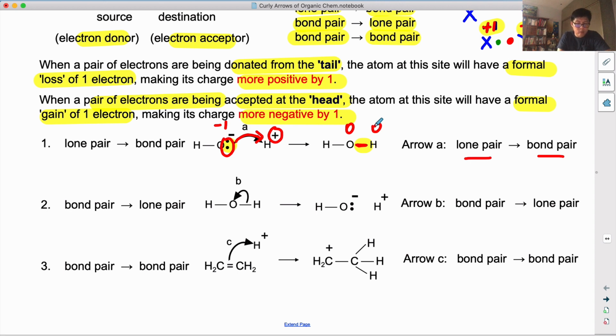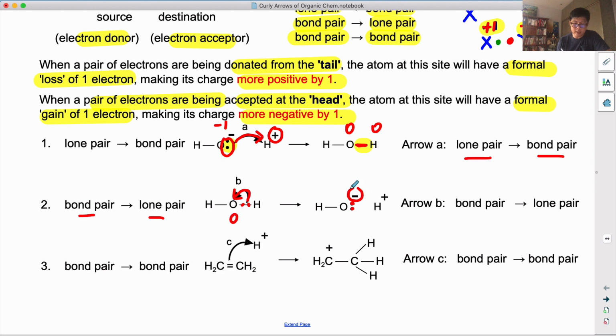The next example I'm going to go through is a bond pair becoming a lone pair. You can see that this is a bond pair, and oxygen being more electronegative, the electrons will go to the O, so the bond will break. The bond pair has now become a lone pair. At first, oxygen has a formal charge of 0, which means it doesn't have any charge. But now it becomes minus 1.